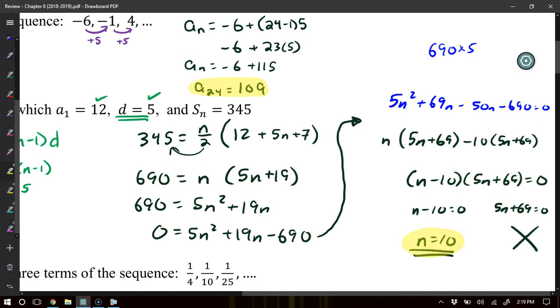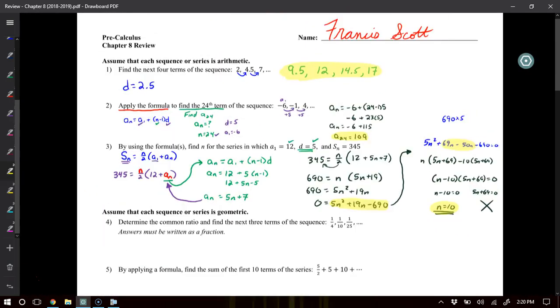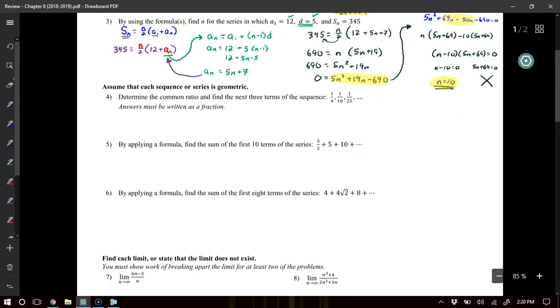Now, when it comes to the test, I understand completely. I jumped right into what the factors are of this using your AC method. If it's on the test, it's going to be a little bit easier to see. It's not going to be 5 times 690. You better know those factors. So there's arithmetic for us. Now we go to geometric.